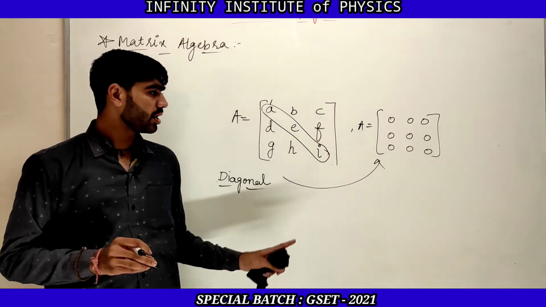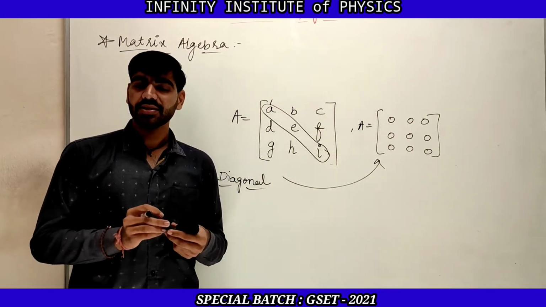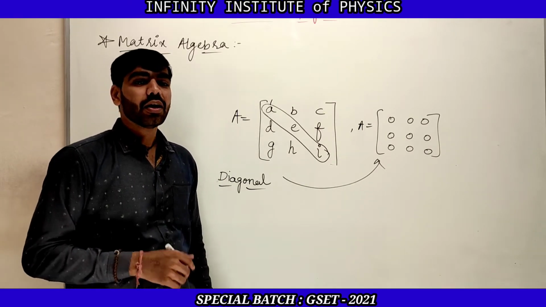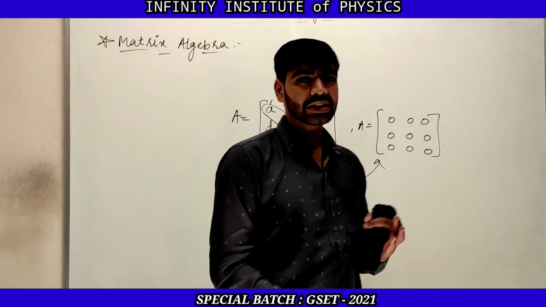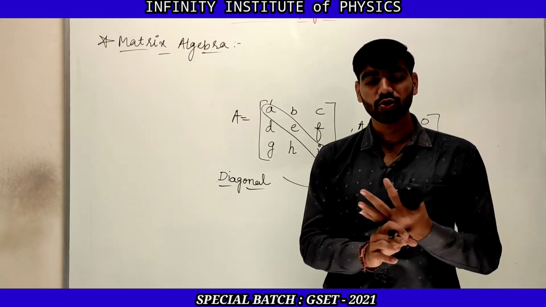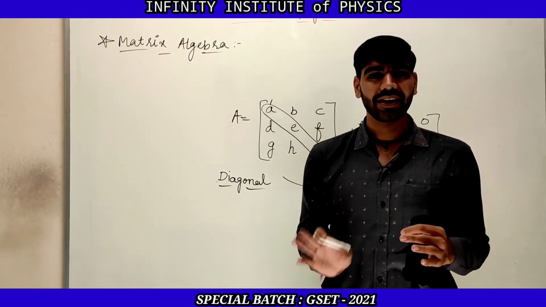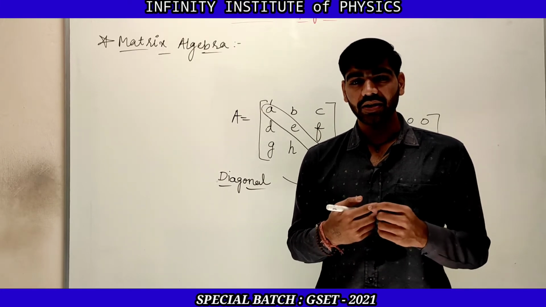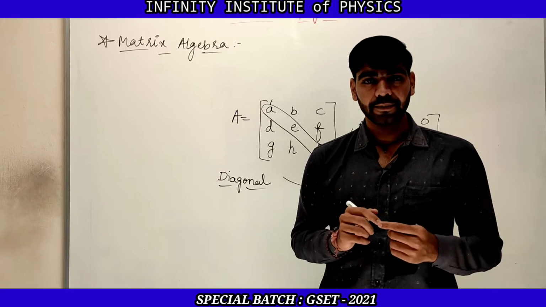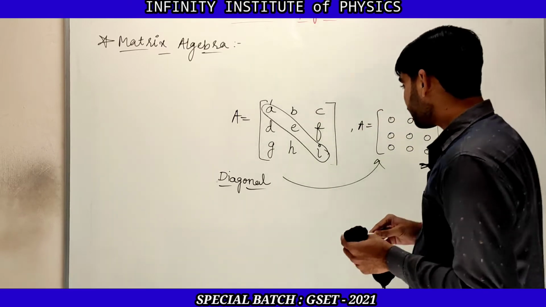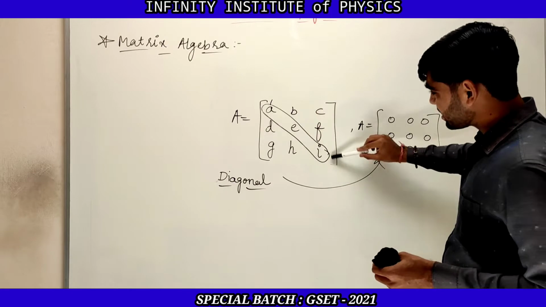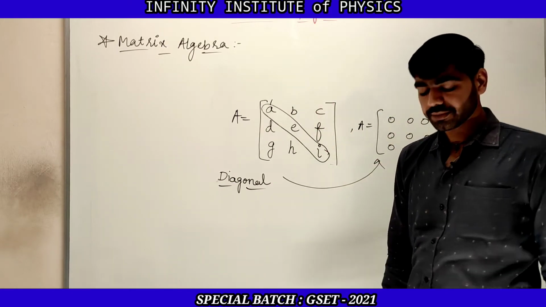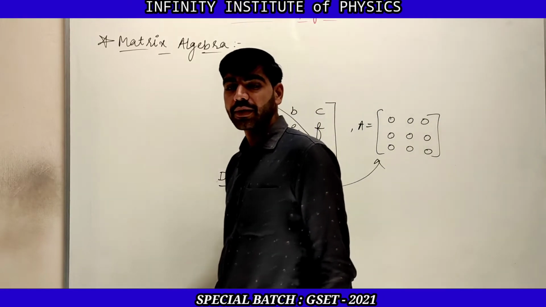This is also a diagonal matrix. The zero matrix itself is a diagonal matrix, because the definition says that all the entries other than the principal diagonal are 0. There is nothing given about the principal diagonal entries. A principal diagonal entry can be 0, and it can be non-zero as well. So if all the entries except the principal diagonal are 0, then it is said to be a diagonal matrix.